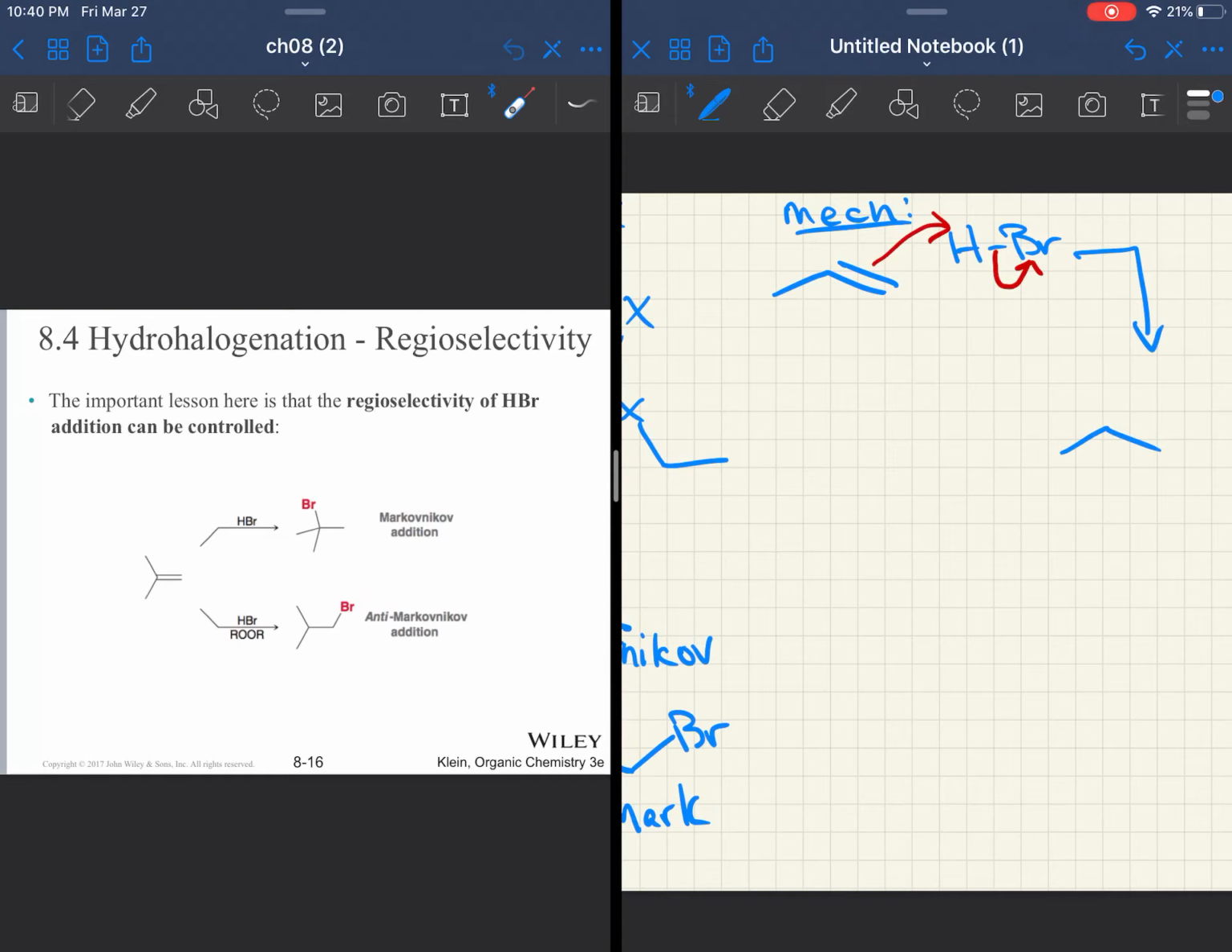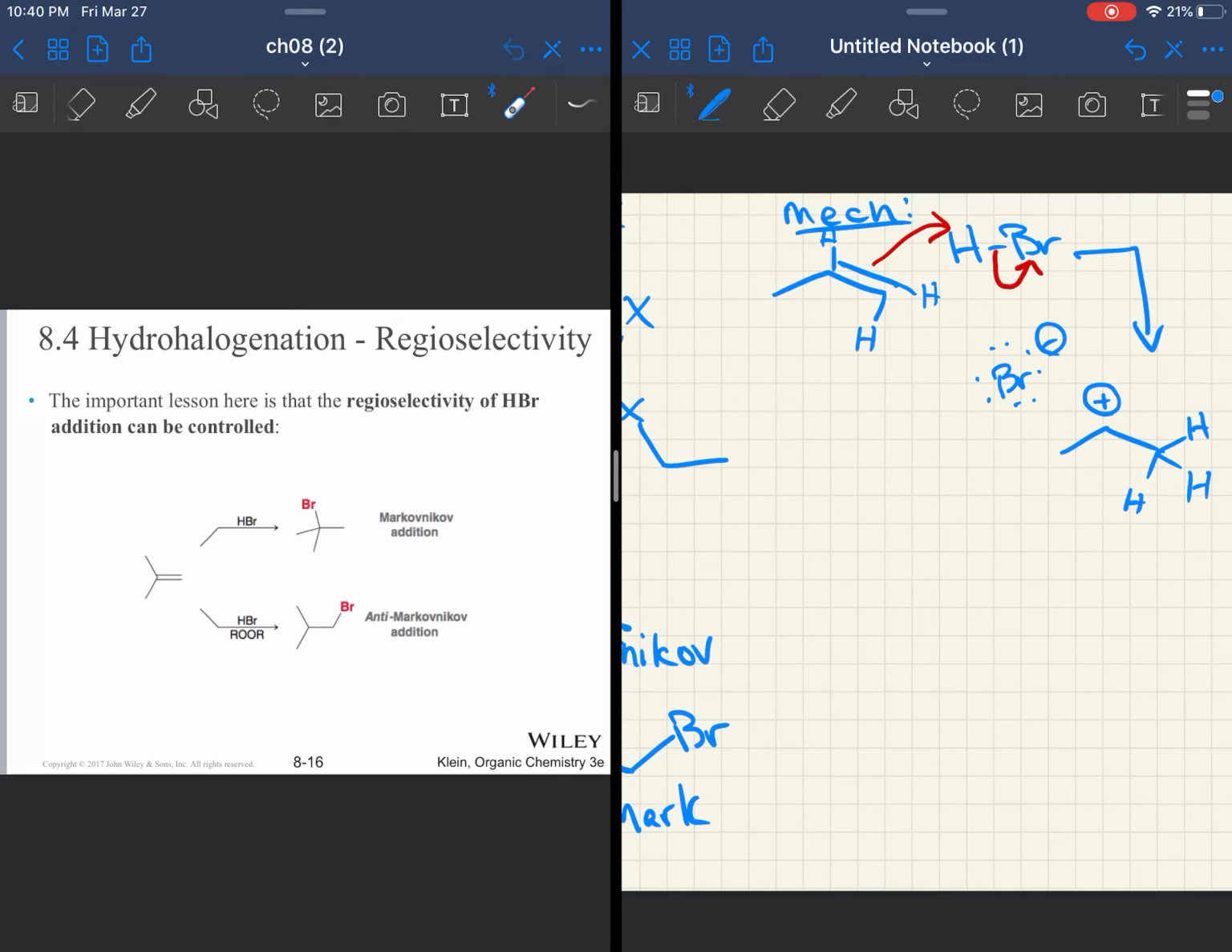We will add that hydrogen to the side with more hydrogen because it's going to make the more stable carbocation. Right, there were 2 hydrogens here and 1 here. So the new hydrogen is going to add to that less substituted side, and that's going to wind up giving us a more stable intermediate. If the hydrogen added to the other side, we'd get a primary carbocation, and that is not as stable.